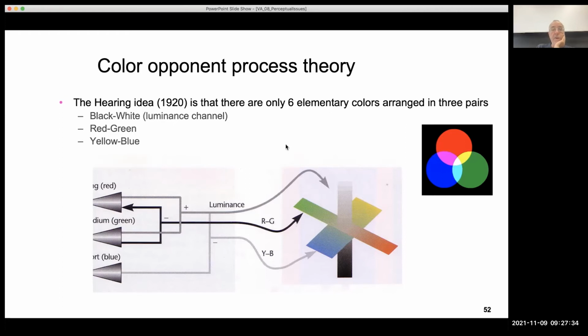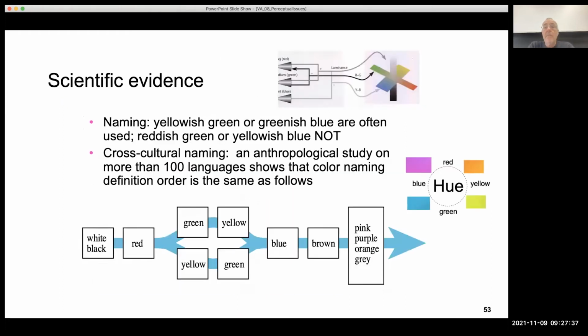And this theory has been proven in several ways. First of all, the naming. Yellowish green or greenish blue are used very often because they exist. Reddish green would be a combination of red and green, which are on opposite sides of a scale. You cannot perceive something that is a mixture of them. It does not exist for you. This is why the U is defined in this way.